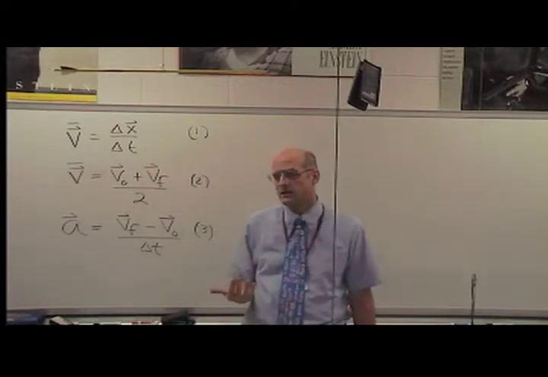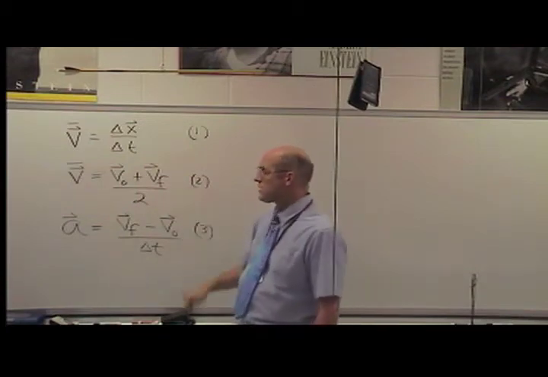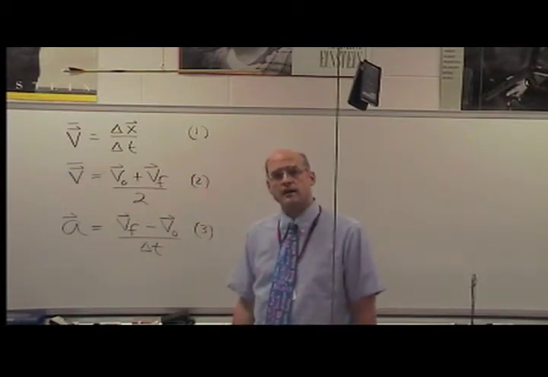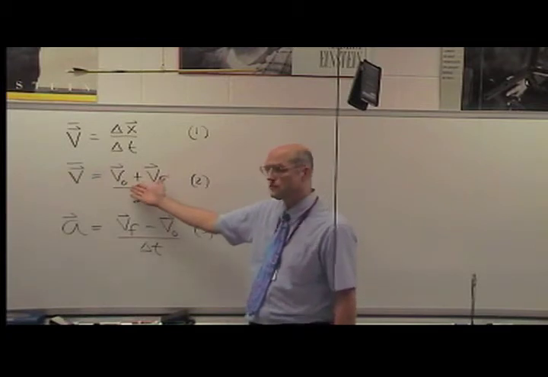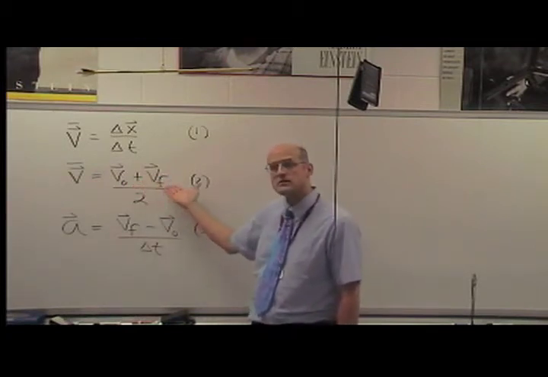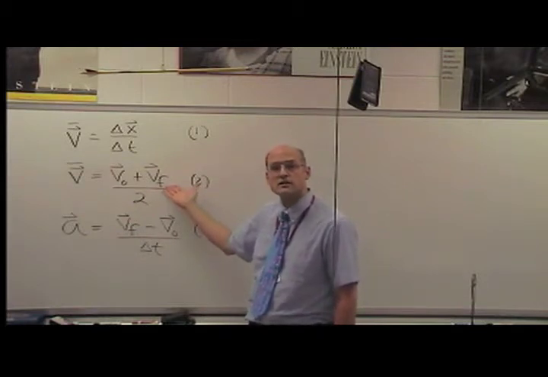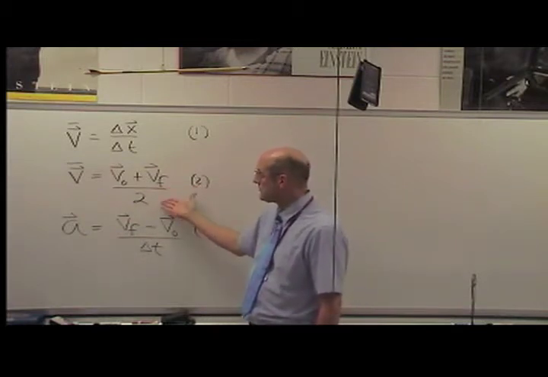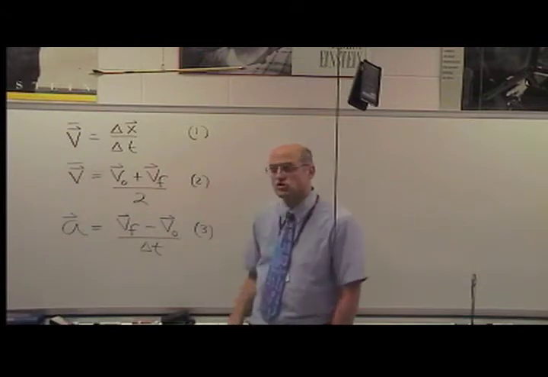If we have a constant acceleration, this equation is also valid for finding average velocity: the original velocity, which is an instantaneous velocity, plus the final velocity, which is an instantaneous velocity, divided by 2. I'm going to call that equation 2.